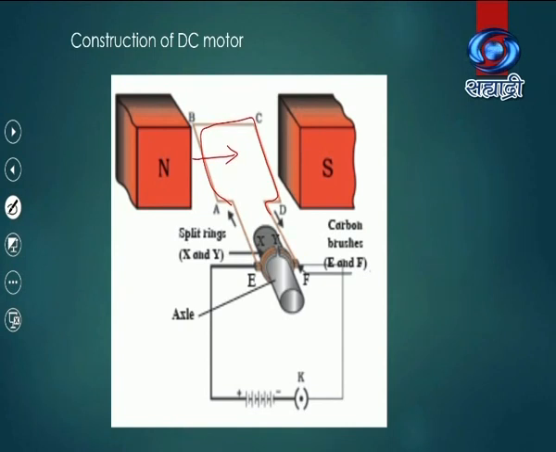The two ends of this loop are connected to two halves, X and Y, of the split ring and tightly fitted on the axle. E and F are carbon brushes which are in contact with X and Y. The battery is connected so as to give power supply. So this is the construction of the motor.